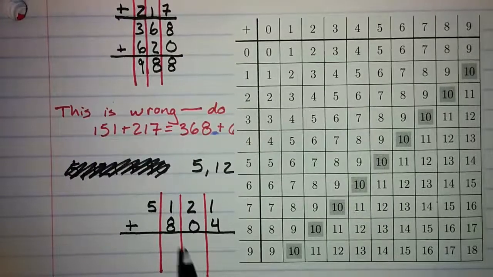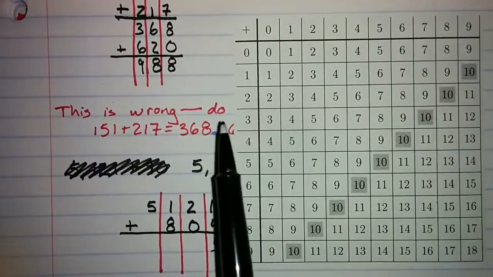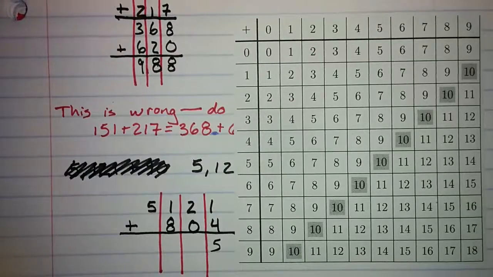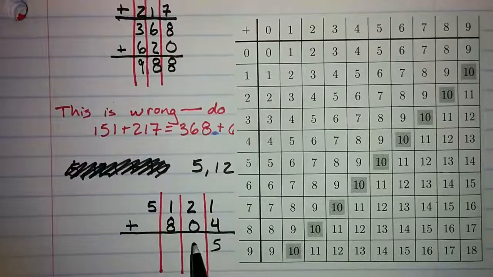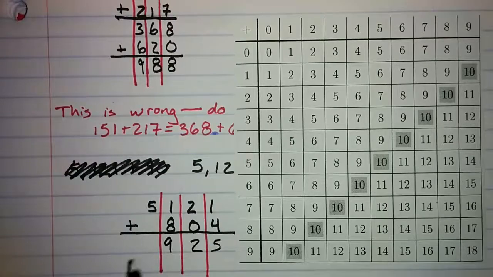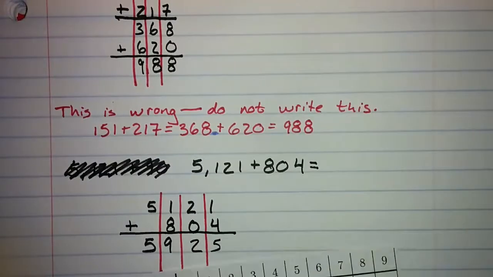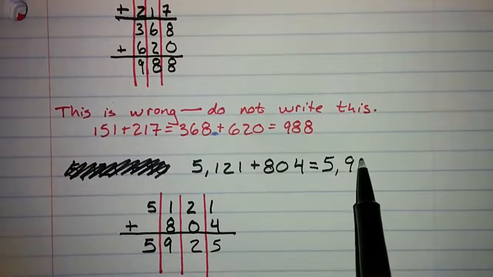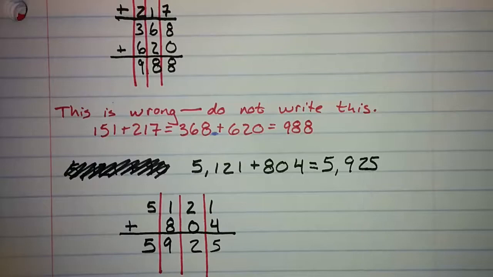1 plus 4 is 5. 2 plus 0, now the zeros do turn up in this table if you're on a roll and you don't want to think about it. 2 plus 0 is 2, 1 plus 8 is 9, and 5 plus nothing at all is 5. So we're left with 5,925 for our answer.